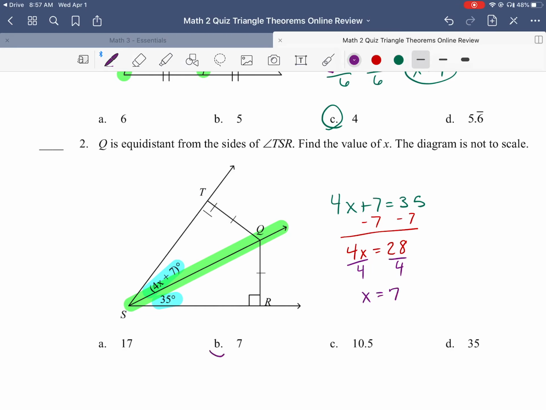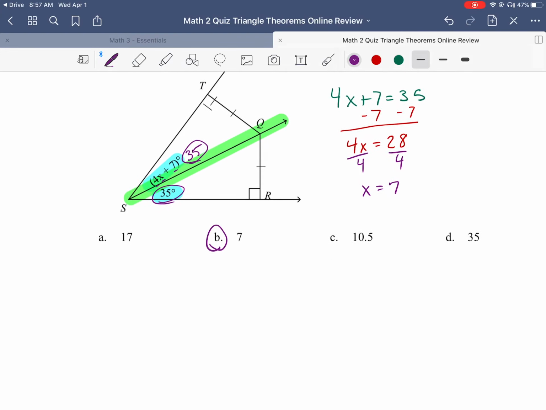If you want to make sure you're right, plug it back in, see if it works. 4 times 7 is 28, plus 7 is 35. They are both 35 degrees, and it is true.